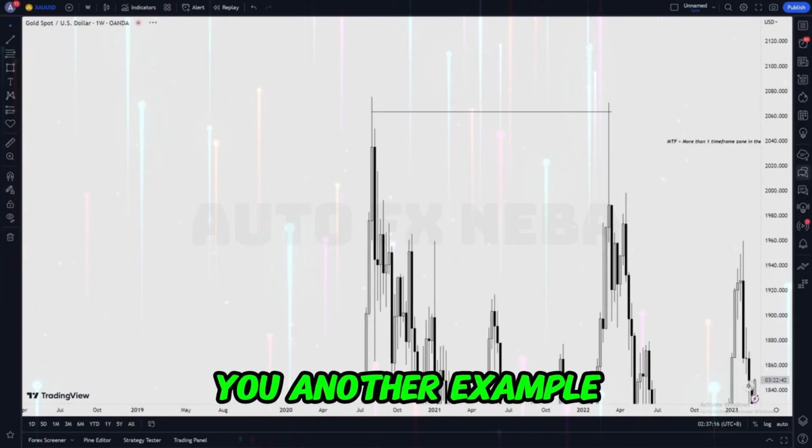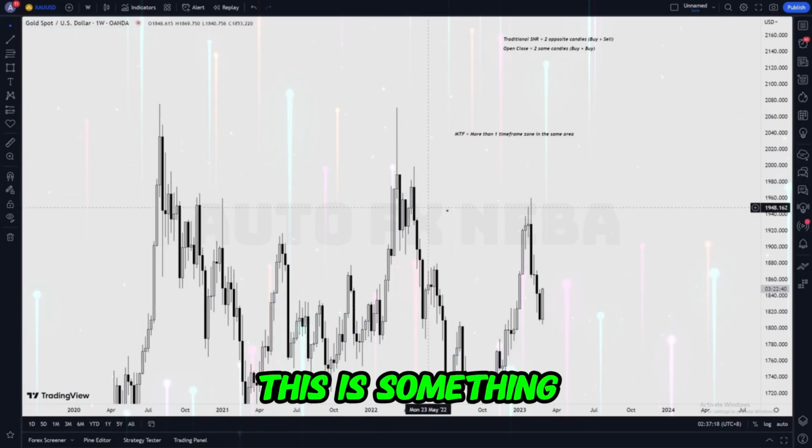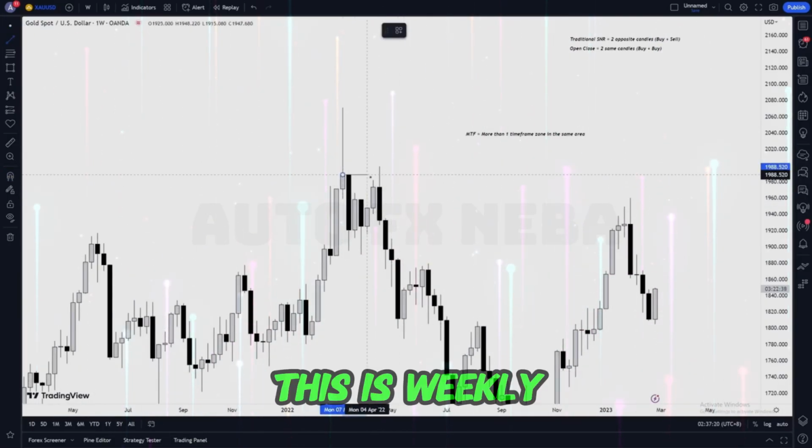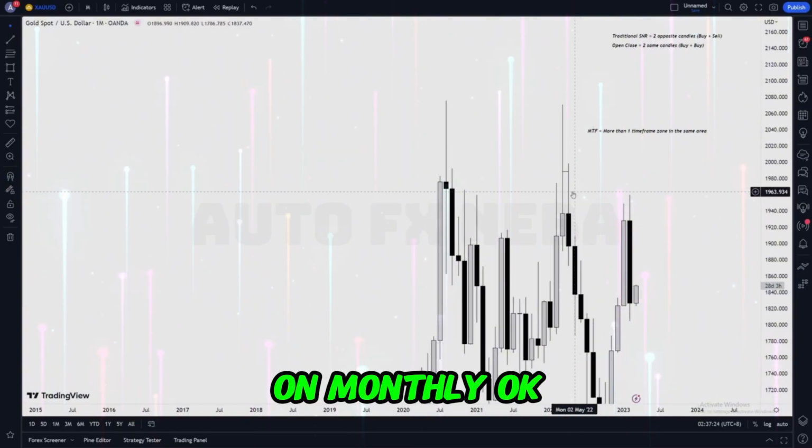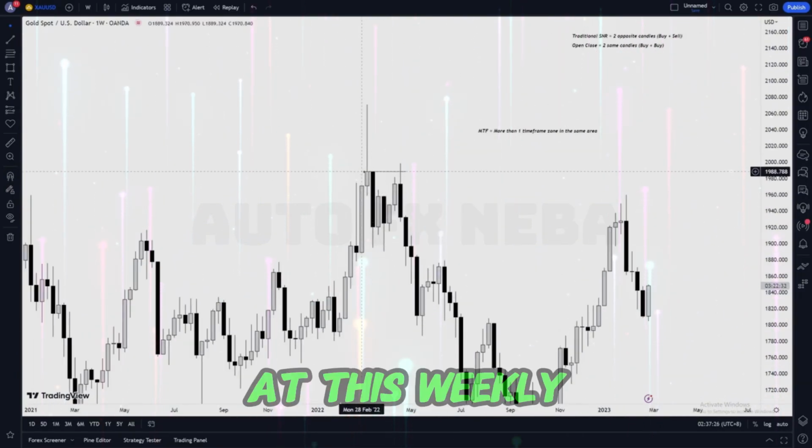So I'll give you another example of an MTF. This is another trade that I'm very proud of. This is weekly, correct? Now, just for the fun of it, let me check whether there's anything. Oh, okay, nothing. So if you were to look at this, weekly, correct?